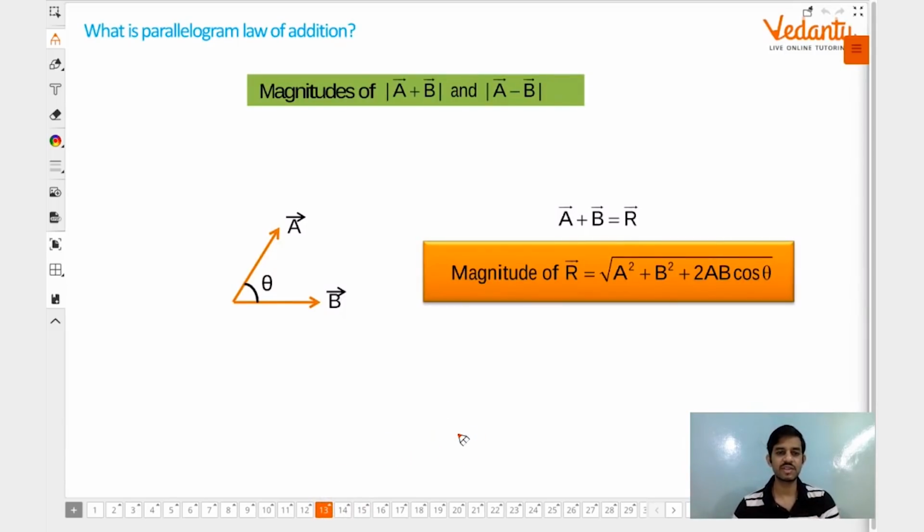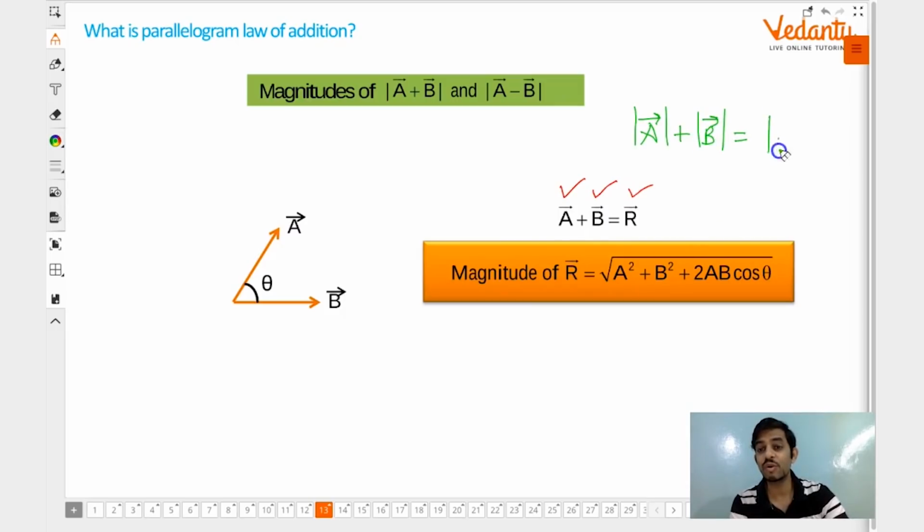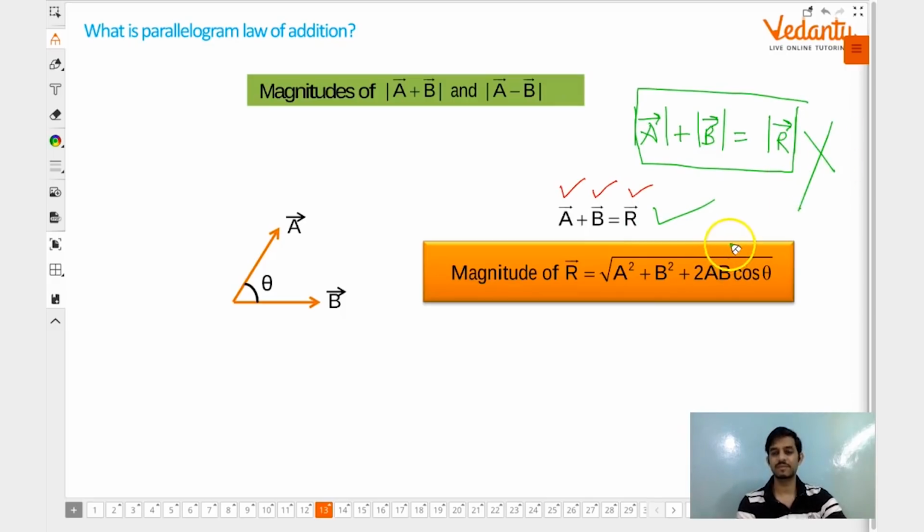Okay, so ये तो just final revision. In vector terms, A vector plus B vector equals to R vector. But guys, remember this. This does not mean mod A vector plus mod B vector equals to mod R vector. Many students get confused. This statement is absolutely correct. This statement is not. Okay, क्योंकि resultant क्या होता है, under root of A square plus B square plus 2AB cos theta. It might be equal to mod A plus mod B, but not always. चमका?